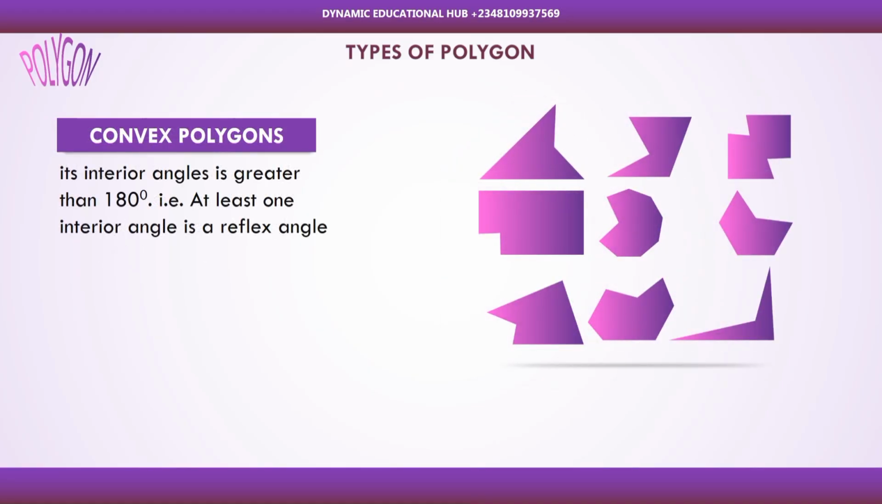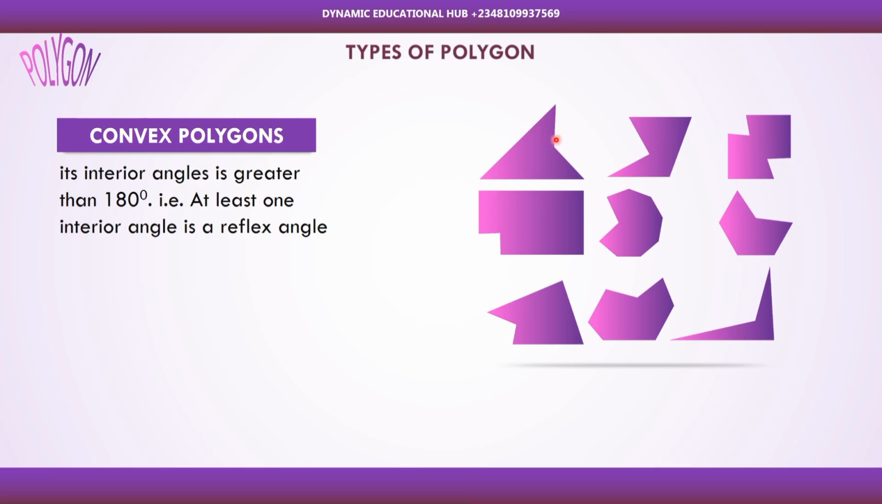The next type of polygon is the convex polygon. For a convex polygon, at least one of its interior angles will be a reflex angle, which means that it's going to be greater than 180 degrees. So we have this shape over here, we have this shape over here. We have this shape that looks like a kite.